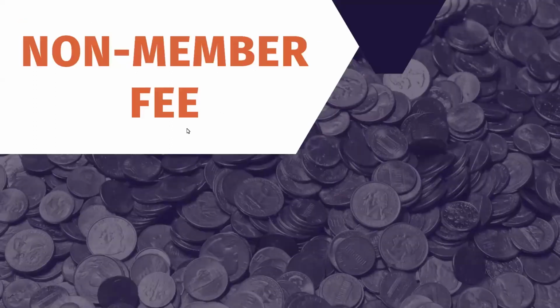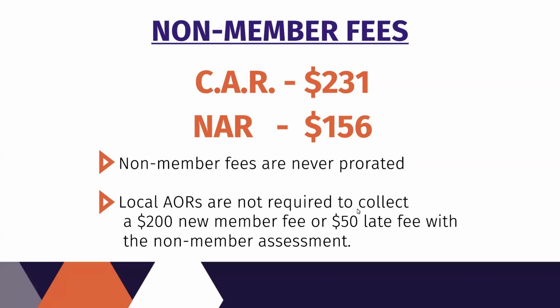All right, so let's talk about the non-member fee. The non-member fees for C.A.R. and N.A.R. have changed because our dues have increased. So has N.A.R. And so the non-member fee for C.A.R. is $231. The non-member fee for N.A.R. is $156. The non-member fees are never prorated. Local AORs are not required to collect a $200 new member fee for any new non-members or a $50 late fee for the non-member assessment. So this is important to remember.